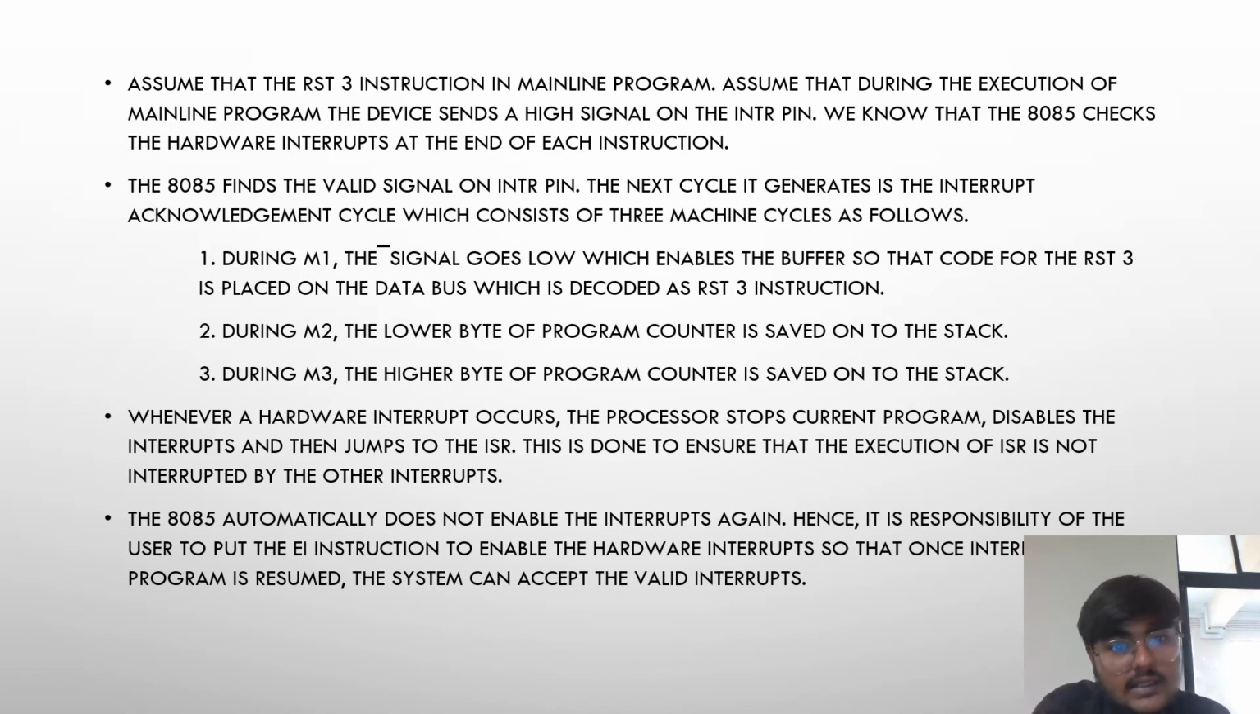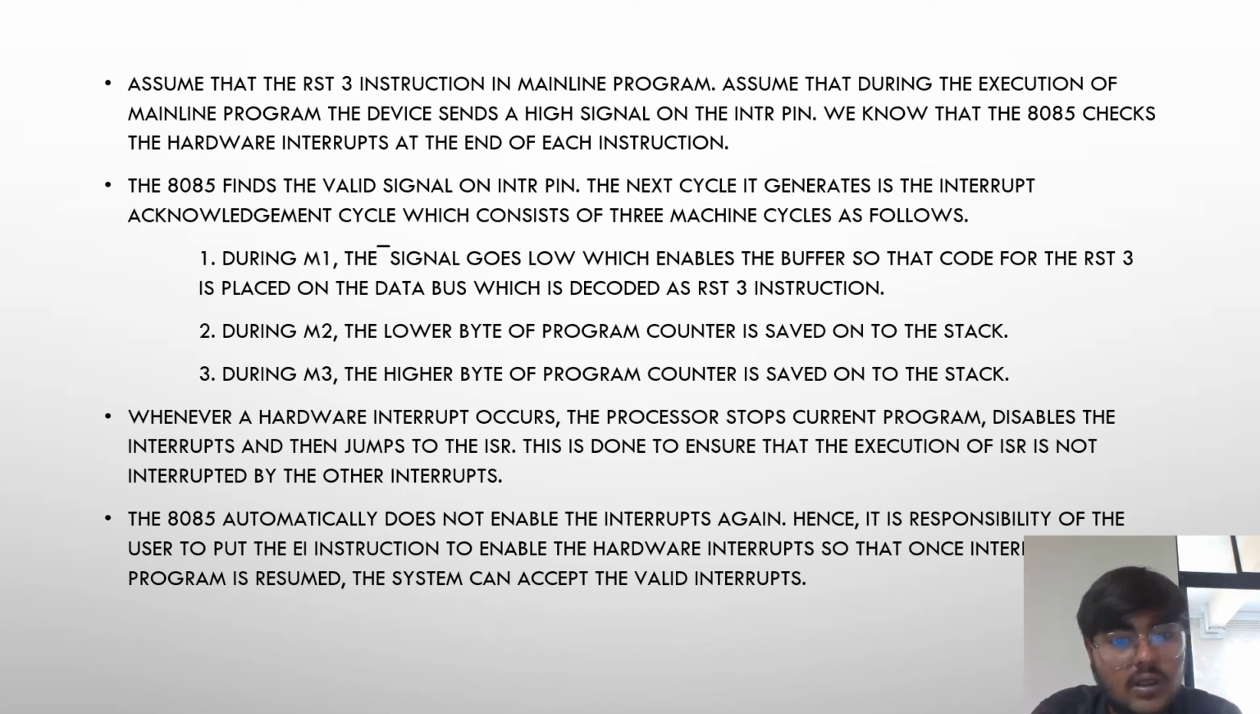Assume the RST3 instruction in a mainline program. Assume that during the execution of the mainline program the device sends a high signal on the INTR pin. We know that the 8085 checks the hardware interrupt at the end of each instruction. The 8085 finds the valid signal on the INTR pin. The next cycle it generates is the interrupt acknowledgement cycle, which consists of 3 machine cycles as follows.